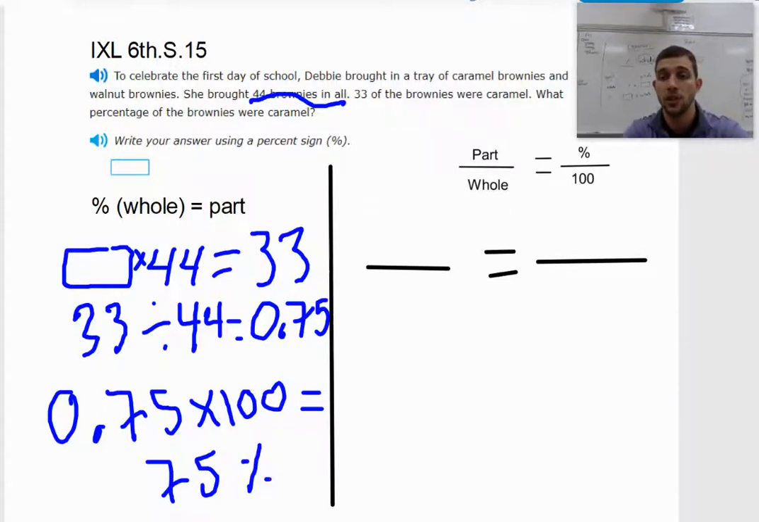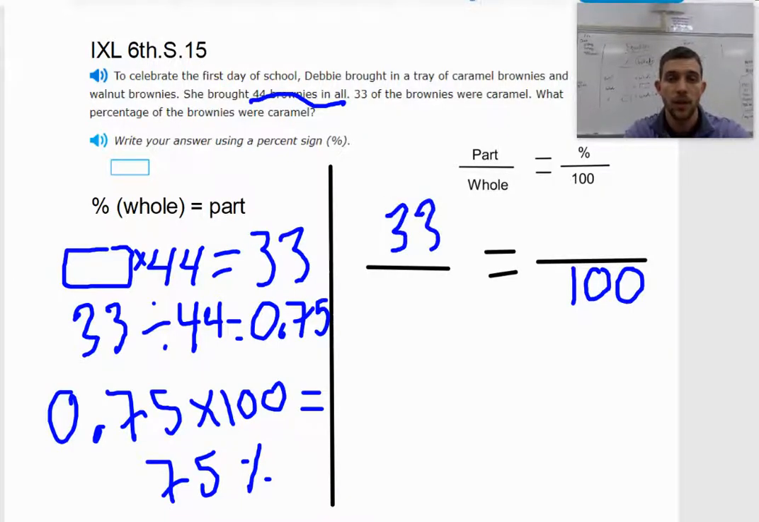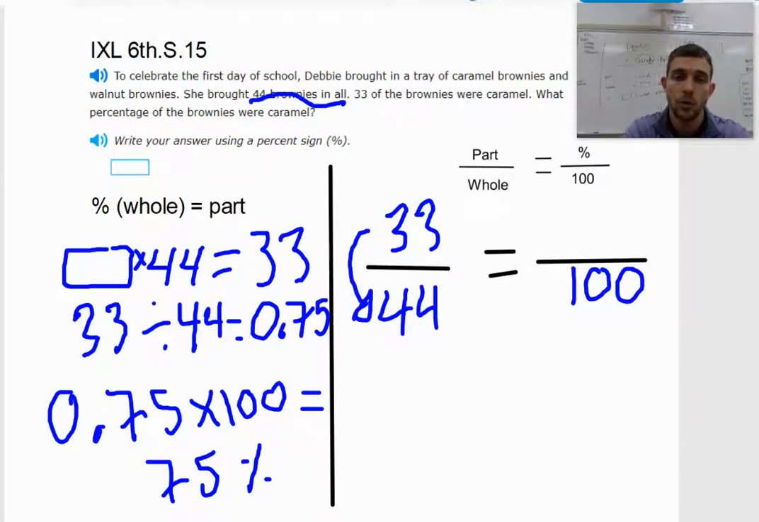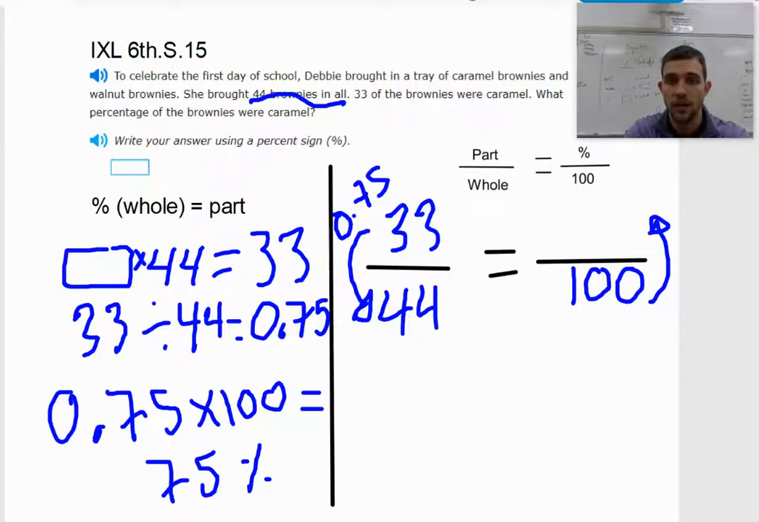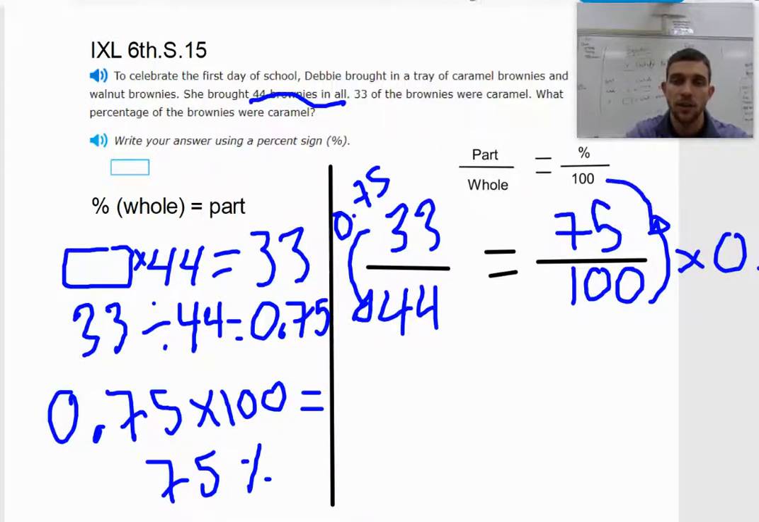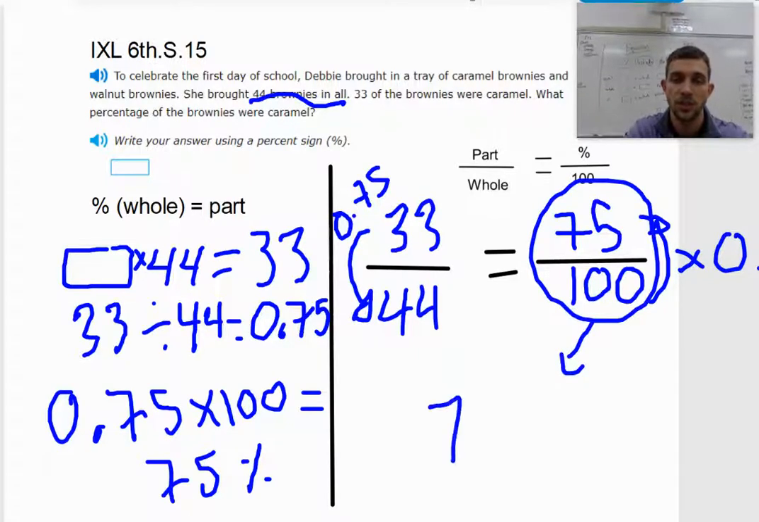Now, if we do the ratio method, we're going to do a similar thing. We have 100 because it's talking about percentages. We know that our part is 33 and our whole is 44. So again, there's no clear relationship going up or going across. So we're just going to divide 33 divided by 44, which is going to give me the decimal of 0.75. And then I'm going to draw my arrow in the opposite direction. And so I do the opposite thing. I'm going to multiply times 0.75, and I end up with 75. So this fraction turns into 75%.